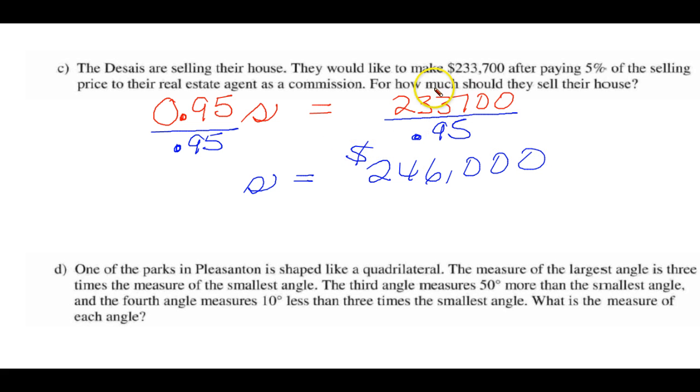Now, they're not asking how much you're giving as a commission. They just want to know, what do you have to sell that house for in order to end up with this? So this is 95% of the selling price. But we want to know what that selling price is. And this is how you find it. This is the equation that is generated from reading this problem and thinking about it.